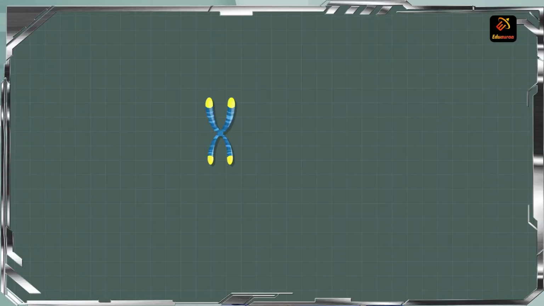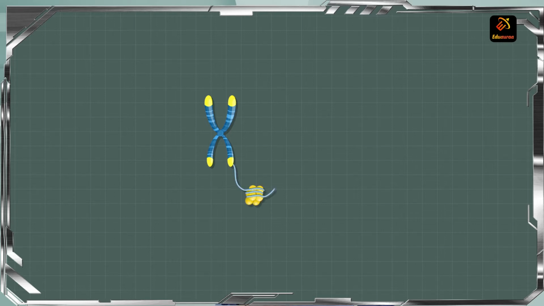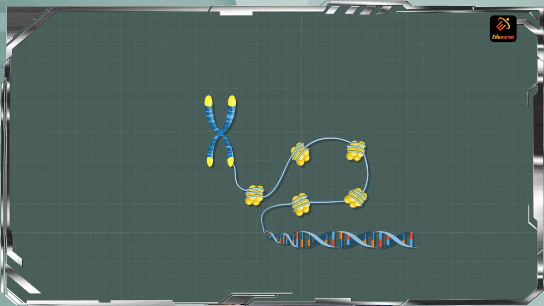If I draw this as the chromosome, each chromosome basically consists of a centromere, and apart from the centromere there are two sister chromatids. What I will be doing is opening one of these sister chromatids. When I open it up, I get something like this. This is the structure. And after that I get something like this, and then we put it here. Let's put it in this way and here.